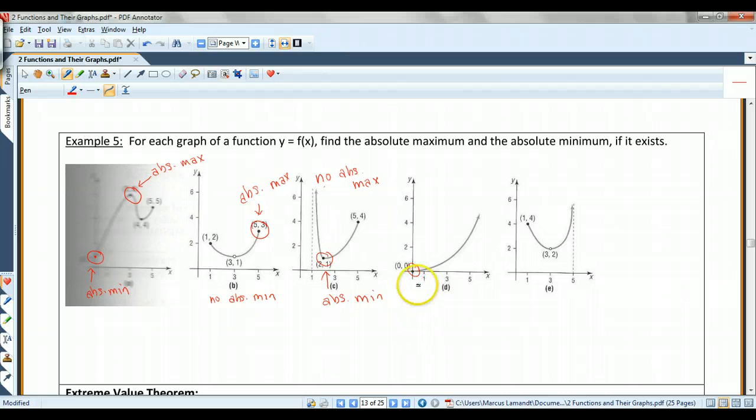And here, absolute min. But it just keeps going up and up and up, so there's no absolute max. Here, actually, so sorry. Over here, it actually goes higher than that point, but it just keeps going up and up, so there's no absolute max. And it's undefined here, so there's no absolute min either.